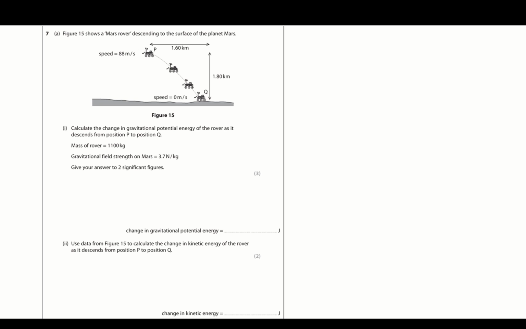Okay, question 7. We've got a Mars rover descending onto the planet Mars. Calculate the change in gravitational potential energy as it goes from P to Q. And we can see that's the bit we're interested in, 1.8 kilometres, which is going to be 1,800 metres. So we've got a unit change. Mass of the rover is in kilograms, perfect. Gravitational strength is in newtons per kilogram. Give your answer to two significant figures.